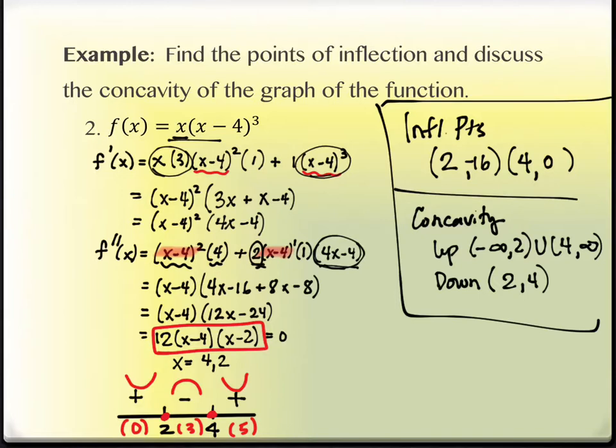I have a question. Yeah. Aren't they possible points of inflection? Like, don't we have to check? They are possible points of inflection, but the fact that they changed right here means that they for sure are. Okay. So inflection points simply mean the concavity changed.